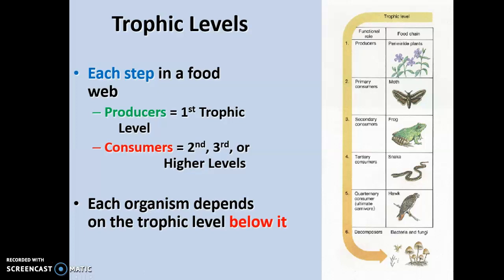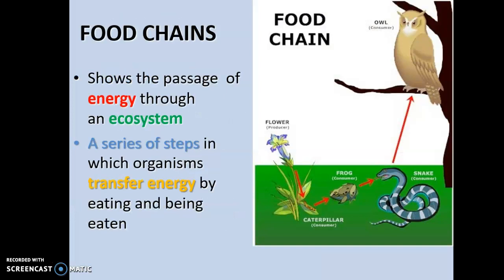So a feeding level is a trophic level. Just think trough, it's like a feeder, like where pigs eat. So trophic level is a feeding level. Each step in a food web or a food chain is called a trophic level. Okay, so the producers will always make up the first trophic level and the consumers the second, third, or higher level. Each organism depends on the trophic level below it.